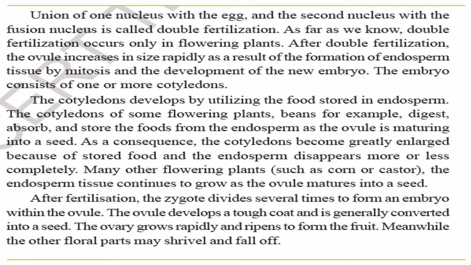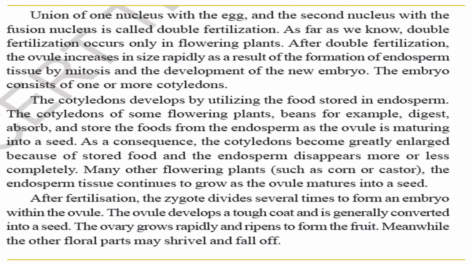Union of one nucleus with the egg and the second nucleus with the fusion nucleus is called double fertilization. As we said just now, there are 2 nuclei, right? One unites with the egg, the second nucleus unites with the fusion nucleus. As far as we know, double fertilization occurs only in flowering plants. There are 2 types of plants, flowering and non-flowering. This double fertilization occurs only in flowering plants. After double fertilization, the ovule increases in size rapidly as a result of formation of endosperm tissue by mitosis, and the development of the new embryo takes place.